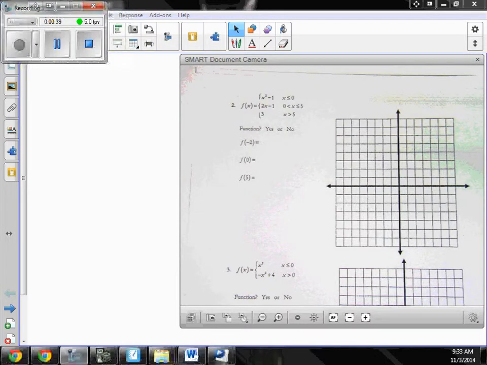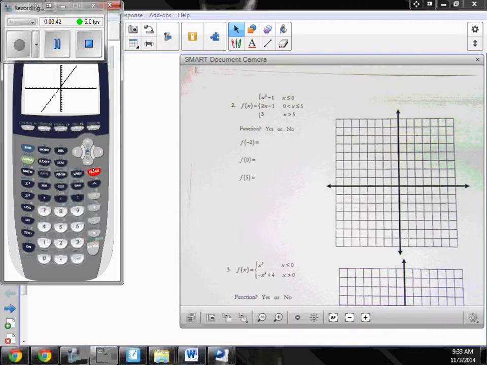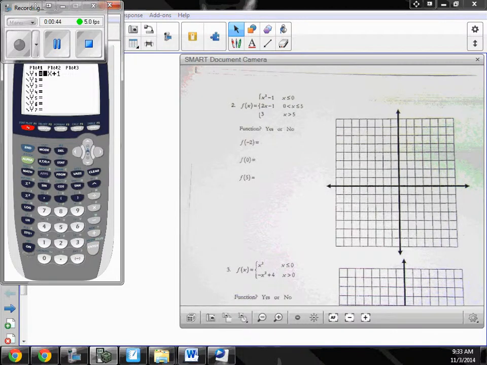To graph this, we need to type in the first equation. So I'm going to type in x squared minus 1. And you'll see here the entire graph, but how much of this graph actually belongs to the piecewise function? Everything less than or equal to 0. So if I want to know exactly where that ends, the easiest way to figure that out is to push trace, and I'm going to plug in 0, and I get 0 comma negative 1.